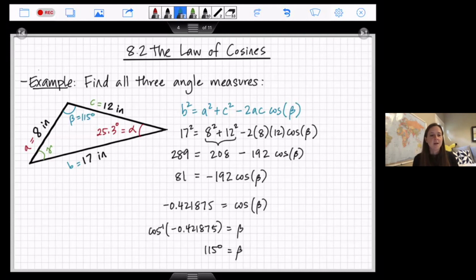So far, so good. You could use the law of cosines to solve for gamma, but there's a much easier way to do this. Now that we've got two of the three angles, you know that all three angles have to add up to 180 degrees. So I'm just going to use that fact for gamma. Gamma is going to be 180 degrees minus the two that I already know. So 180 minus 115 minus 25.3 gives me 39.7. And that's my third angle measure.